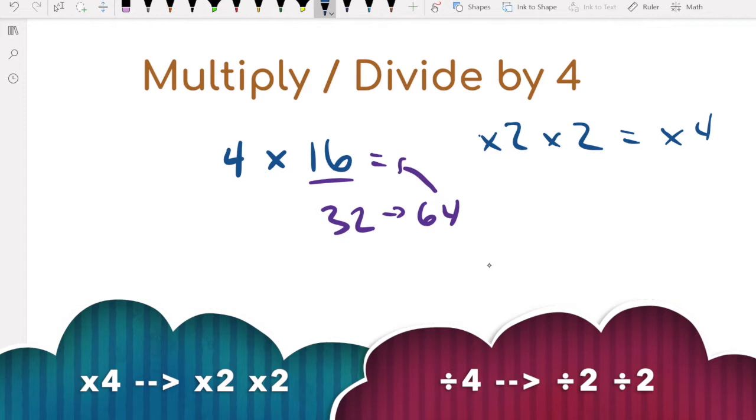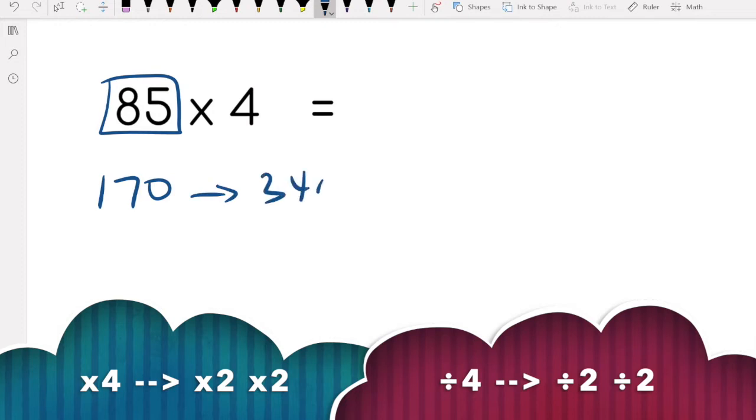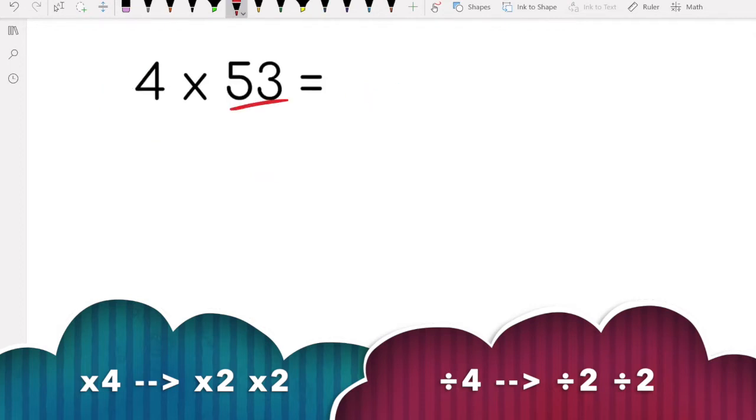Most people can double numbers quite quickly. Let's see how this works. Okay, so we're going to take 85 here, we're going to double it, and that is 170, and then we're going to double it again, and we get 340, so that is my final answer, 340. Okay, so take 53, times it by 2, and you have 106, and then you times it by 2 again, and you get 212.